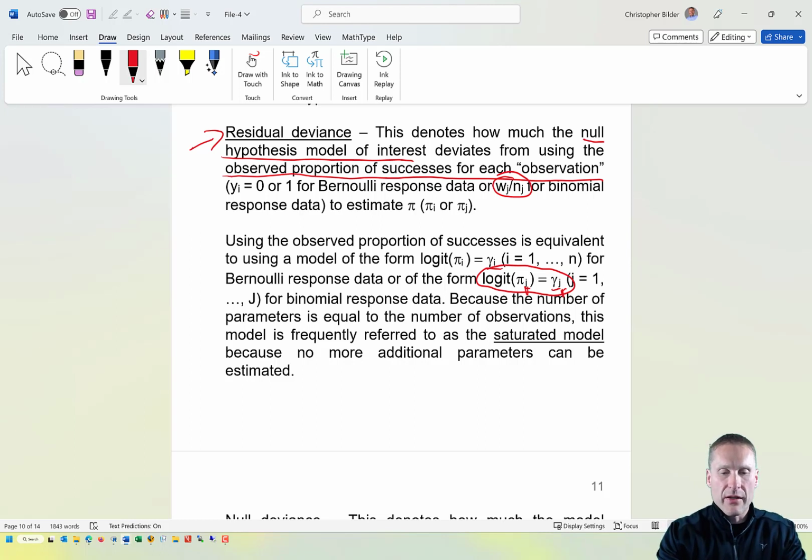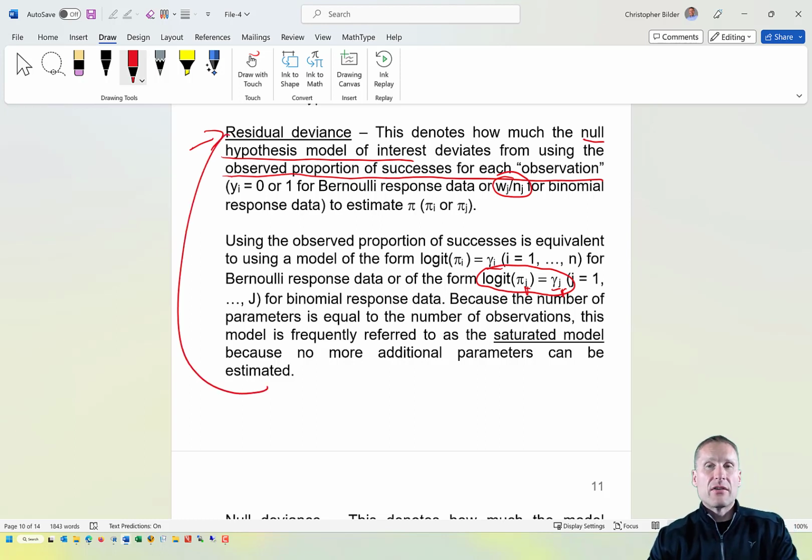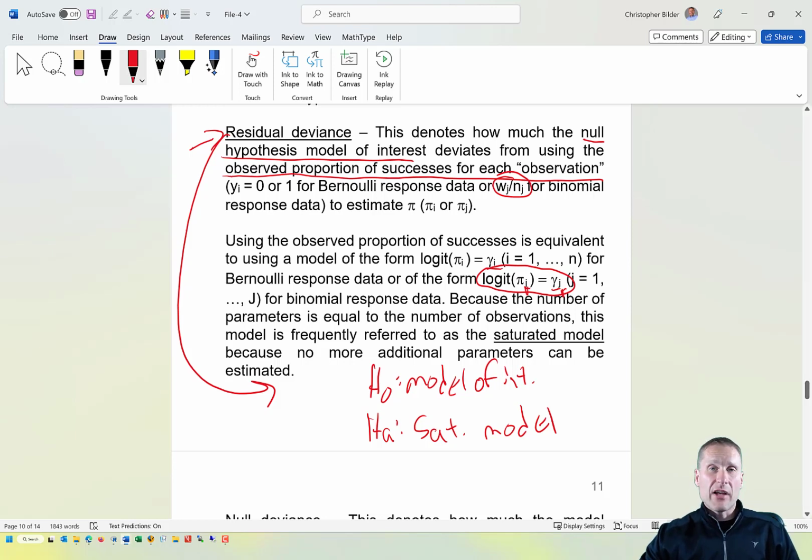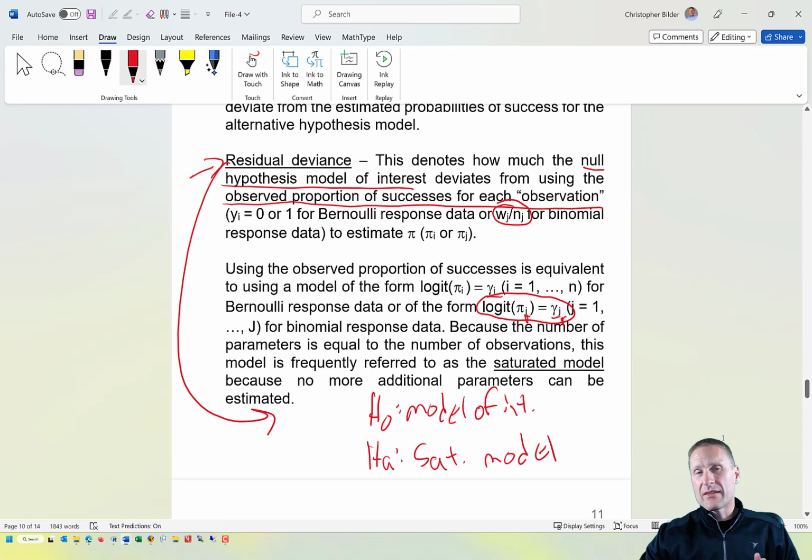So with that terminology then, what the residual deviance gives us is our -2 log lambda statistic for the, let's say, model of interest versus the alternative hypothesis model, a saturated model. Now, I described what the saturated model is in terms of the binomial format of the data. You could do exactly the same thing with the Bernoulli format of the data as well. In that case, the observed proportion of successes for each, let's say, unique distance and change combination, that proportion would either be 0 or 1 every single time because you have Bernoulli data.